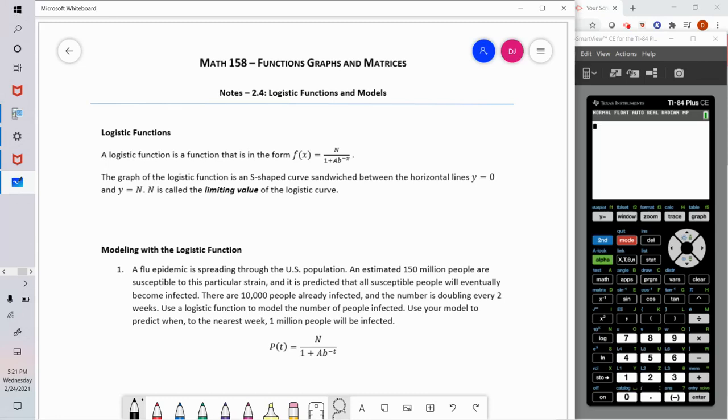Okay, welcome to Math 158, Functions, Graphs, and Matrices. This section is section 2.4. It's on logistic functions and models. Compared to some of the recent videos, this one will be a little bit shorter, okay?